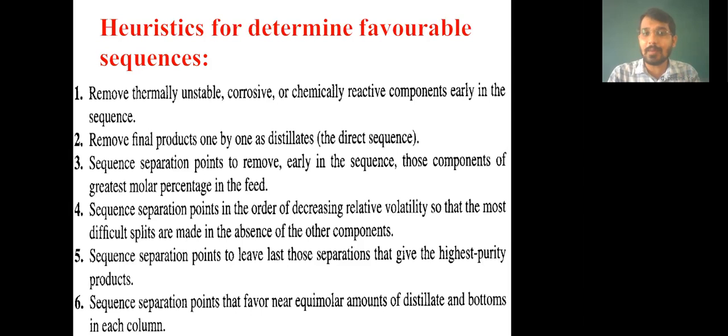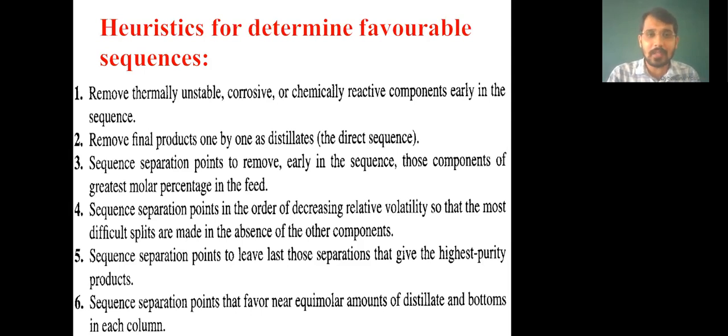We have seen the attainable region. What is the meaning of attainable region? In the attainable region, we are building the structure of reactors. That is nothing but sequencing, which means we are getting a favorable sequence. Favorable sequence means the best sequence of the reactor. And this slide includes the heuristics for determining favorable sequences.